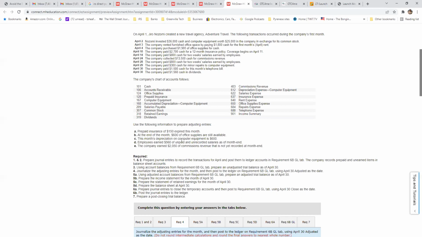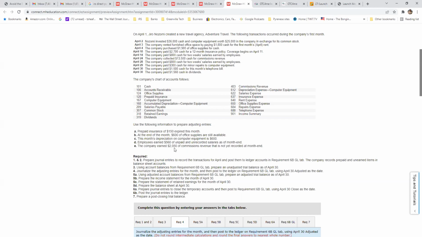This month's depreciation, it tells you what it is for the computer equipment, so you don't have to calculate it. Let's see, employees earned $560 of unpaid and unrecorded salaries. That's telling you what your salaries payable account's going to be. Pretty much giving you a lot of this stuff without you having to do a lot of calculations. It's easier for you than in the past, because it looks like they've taken out some of the computations that you've had to make in the past when doing this problem.